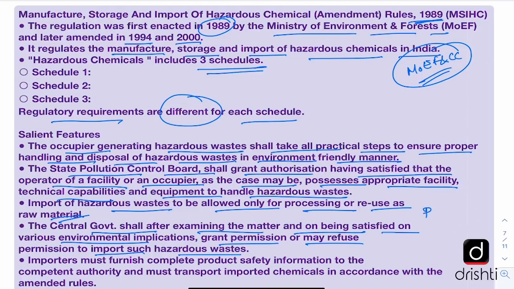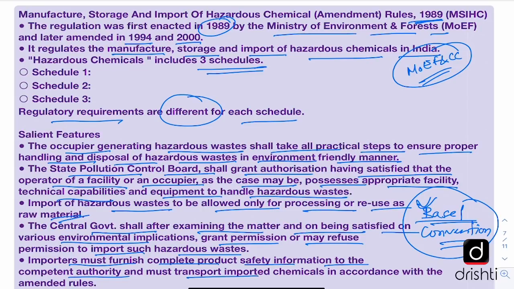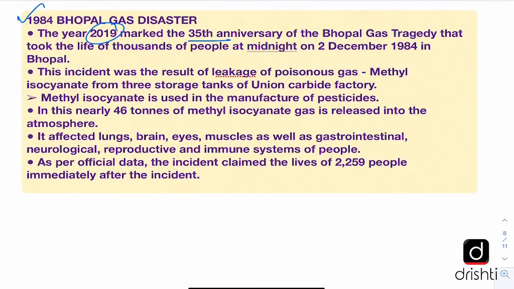And here we should also be aware about the Basel Convention on Transboundary Movement of Hazardous Waste. This is a very important convention, keeps getting asked in exam. So Basel Convention deals with the transboundary movement of hazardous waste. Importers must furnish complete product safety information to the competent authority and must transport imported chemicals in accordance with the amended rules. So these are the salient features of the rules on the manufacture, storage and import of hazardous chemicals, 1989.